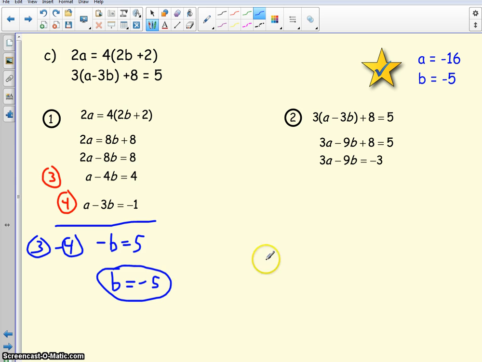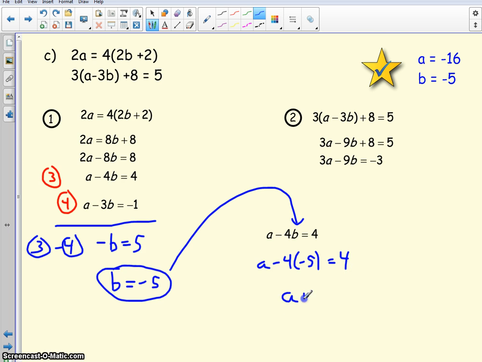Okay, we can put this into one of our original equations. I'll choose this one right here. So I'll take a minus 4b equals 4, and replace the b with -5. When we work through the algebra here, we wind up with a equals -16.